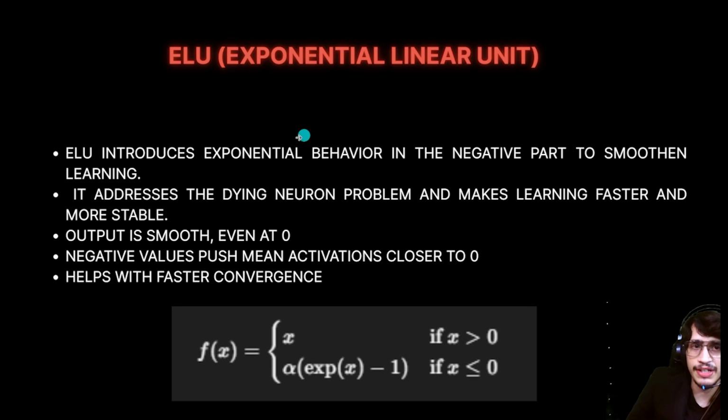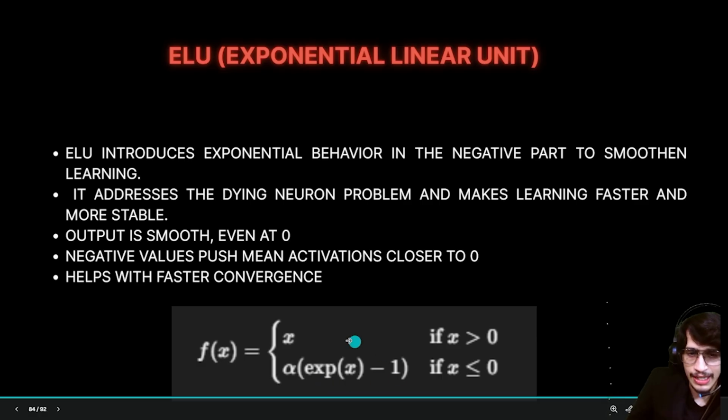And after that, we have ELU, or Exponential Linear Unit. This is our formula. Here we take alpha normally as 0 or 1, mainly we take it as 1, and then e to the power x minus 1. So we use this equation. What does this give? This makes our curve smoother.